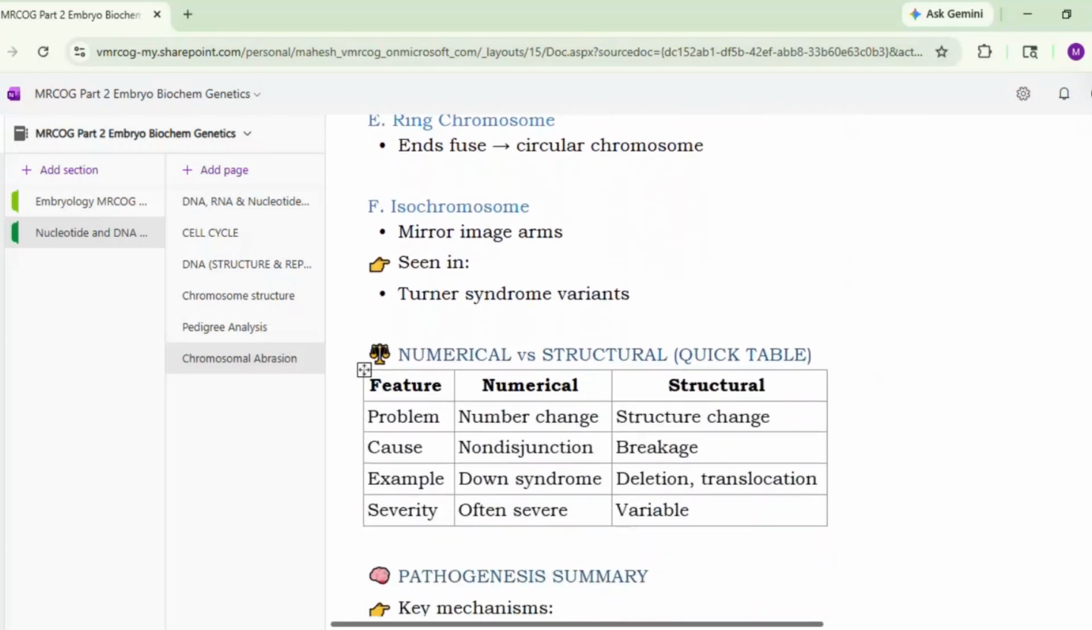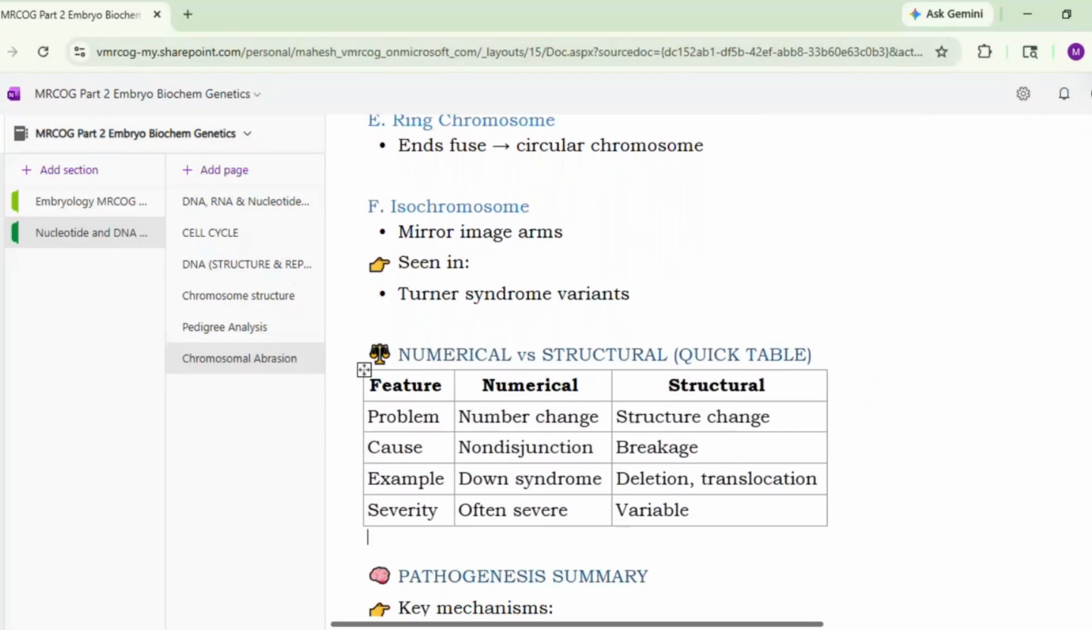Then what is the difference between the numerical and structural? In numerical, the number of chromosomes is changed, while in structural, there is a change in the structure. For numerical, non-disjunction is the mechanism which is responsible. Here, breakage is the mechanism which is responsible.